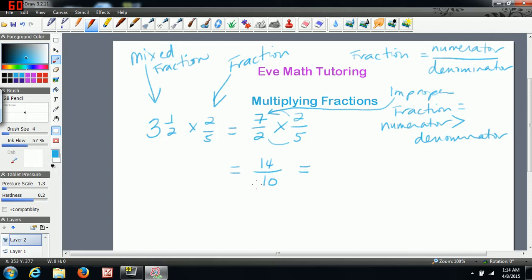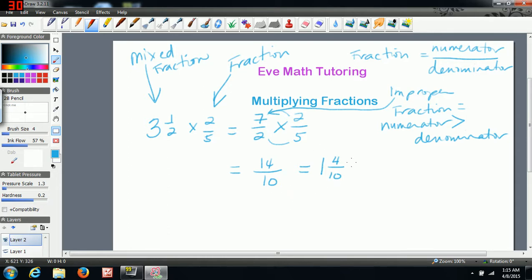Now, once I have the fraction in this form, what I have to do, now we can never leave our final answer in an improper format. So what we're going to do is change this now back to mixed. So 10 goes into 14 once, and we're left with 4 over 10. So that's how we convert back from improper to mixed. Okay, so we go from improper to mixed in this way.